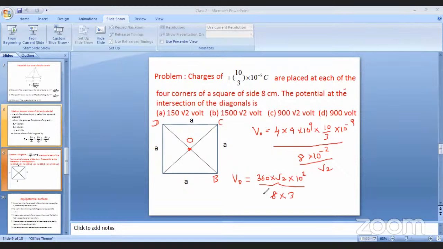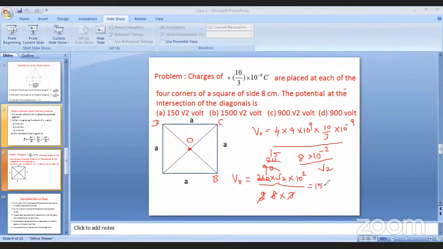You can cancel out like this. 2 times, this will be 90 times. Okay, and this will be 30 times. And this will be 15. Okay, so 15 into 10 power 2 into root 2.